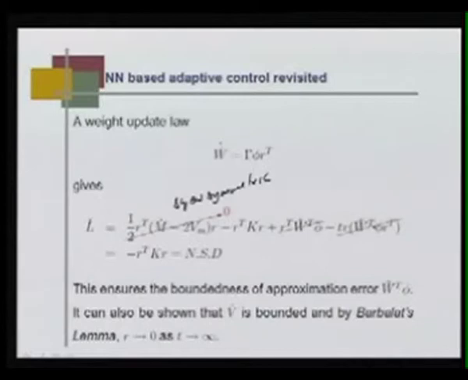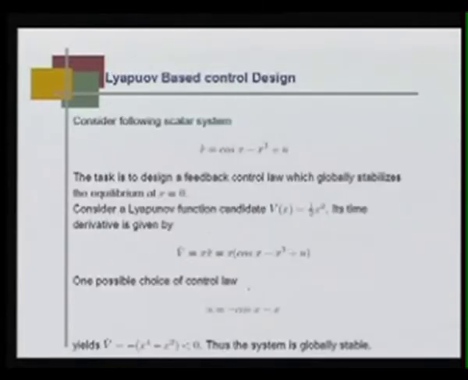Okay. So, this ensures the boundedness of the approximation error w tilde transpose phi. It can also be shown that V double dot is bounded, and by Barbalat's lemma r tends to 0 as t tends to infinity. So, it is not simply stable, it also says that the tracking error will converge to 0.